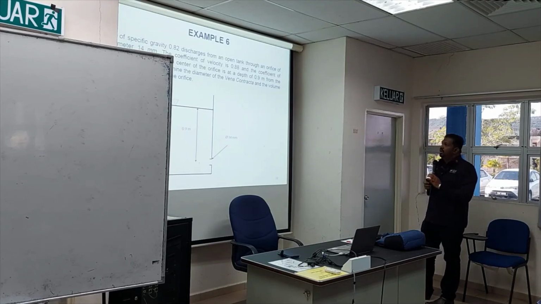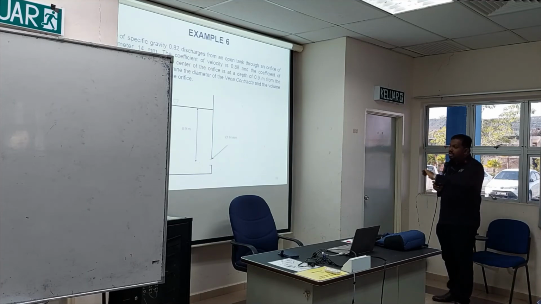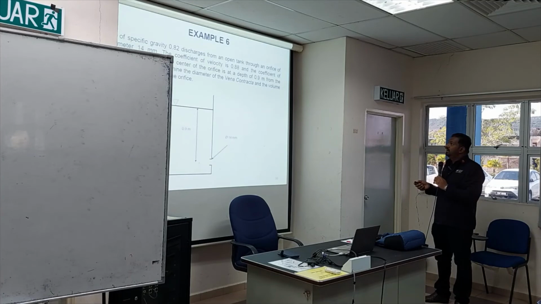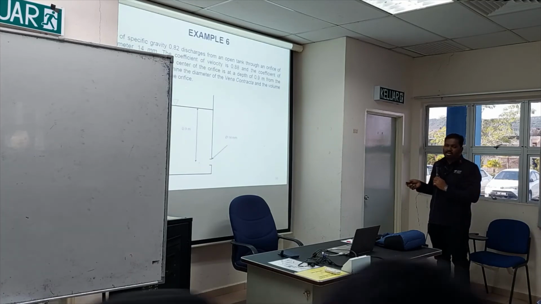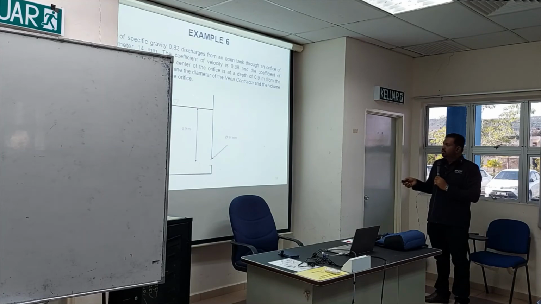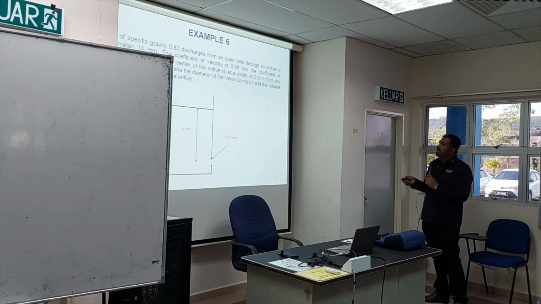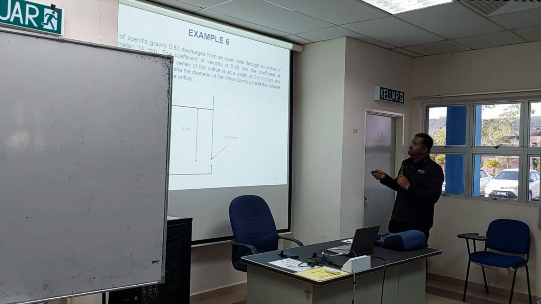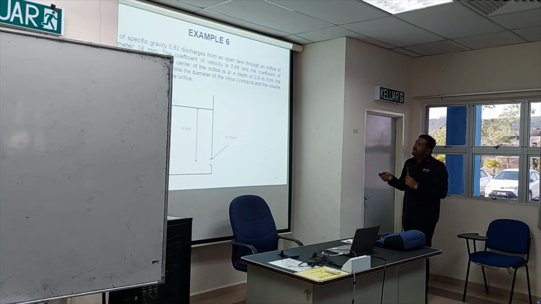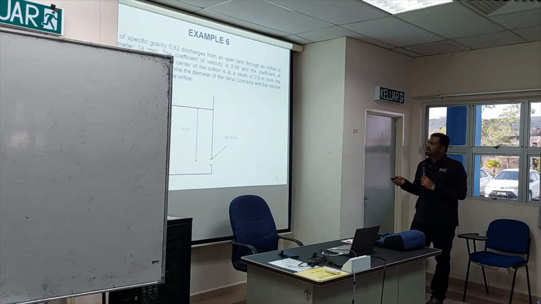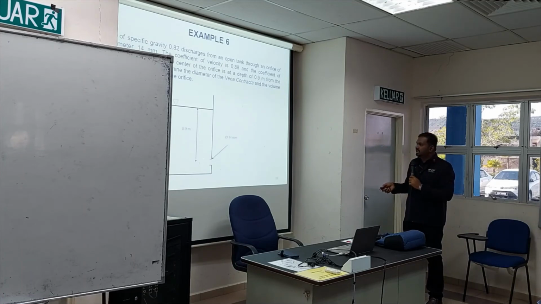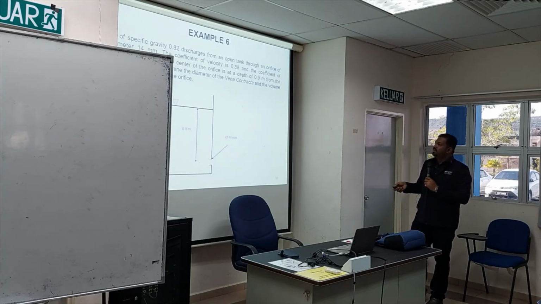Okay, so oil of specific gravity 0.82 discharges from an open tank through the orifice. Kalau you tengok dekat sini, dia ni bukan airtight, so it's open to the atmosphere. Okay, so the orifice diameter is 14 mm. The coefficient of velocity CV is 0.88 and the coefficient of contraction CC is 0.62. The center of orifice is at a depth of 0.9 meter. So dari sini ke orifice ni adalah 0.9 meter from the surface of the oil. Yang ni adalah oil.